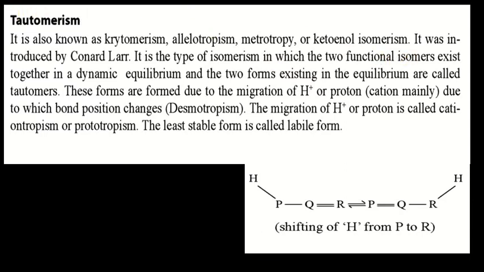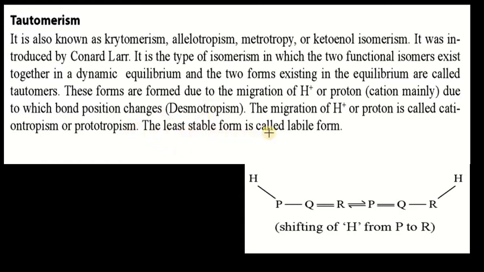isomers exist together in a dynamic equilibrium. So we can also call this a dynamic equilibrium, and the two forms existing in the equilibrium are called tautomers. These forms are formed due to migration of H plus or proton, a cation mainly, due to which bond position changes. That is called desmotropism. And the mechanism of H plus or proton migration is called cationotropy or prototropy. So this is the mechanism name.